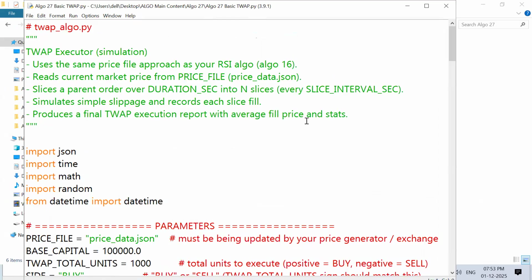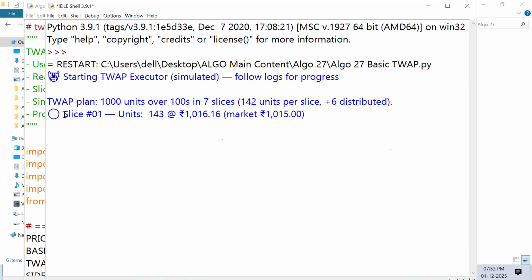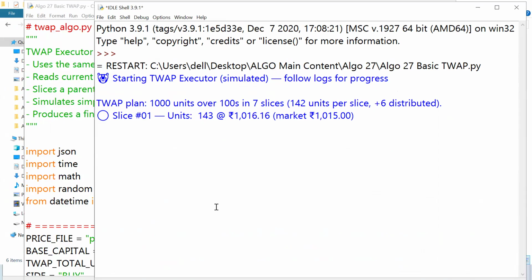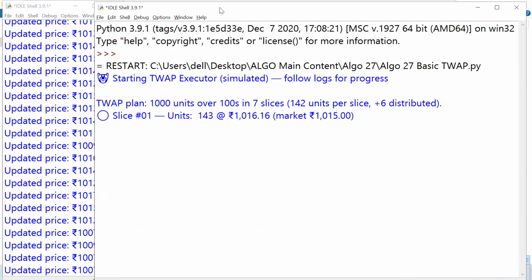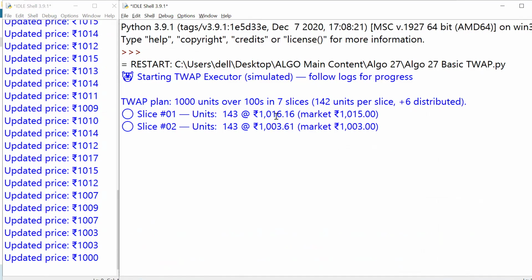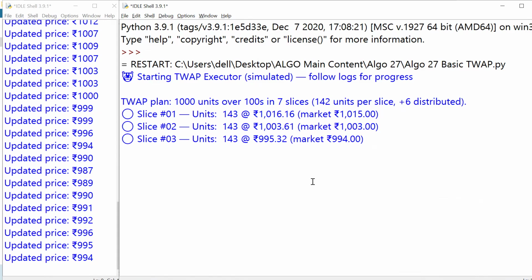It is going to work with very simple logic. It is going to take 1000 units in 7 slices. You can decide this number of slices as per your requirement. So the first slice is being taken at 1016. Again, the second slice is taken. So it's executing this over 100 seconds, and the number of units it is going to take is 143. See the advantage.